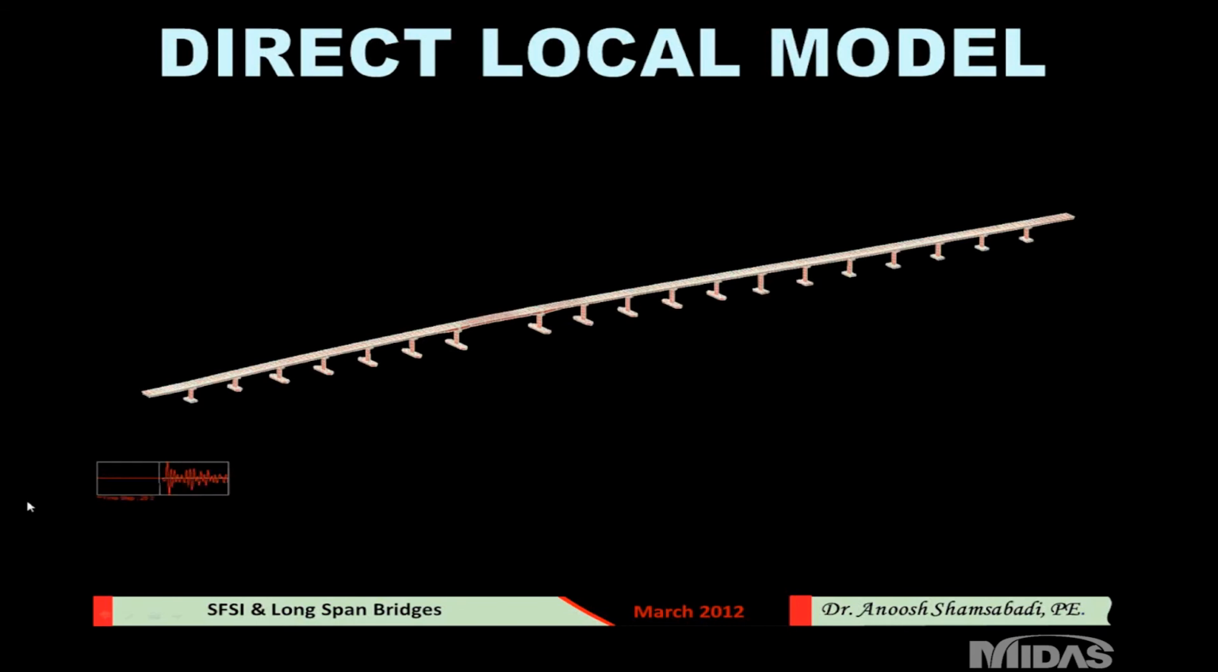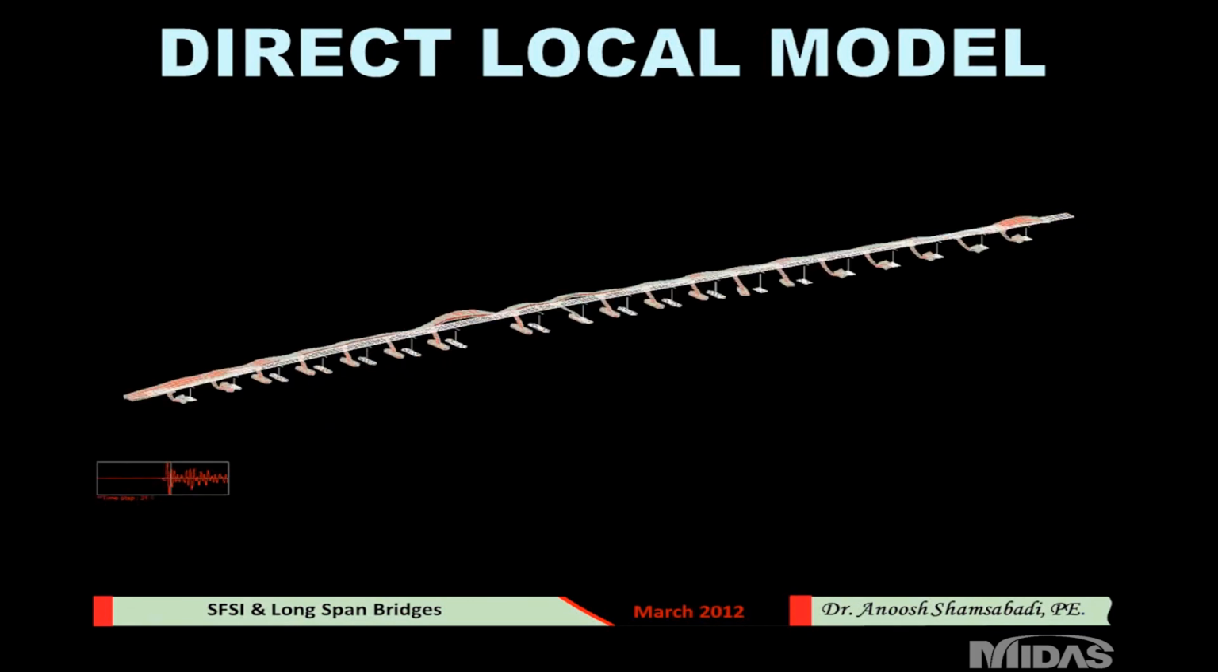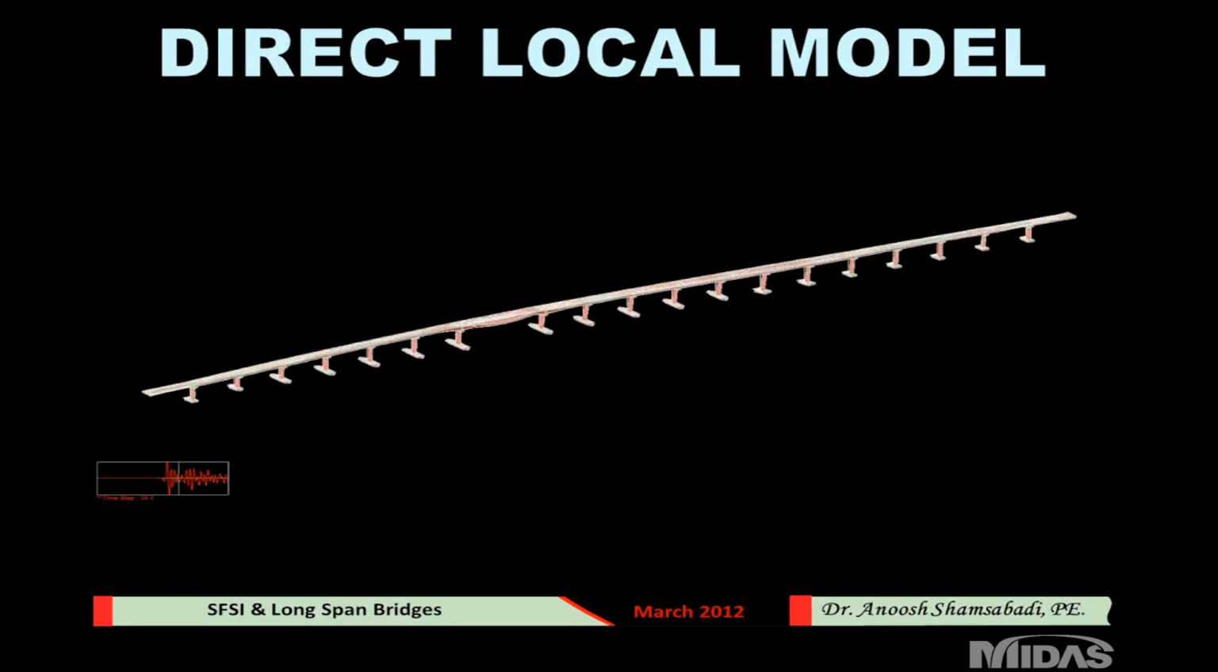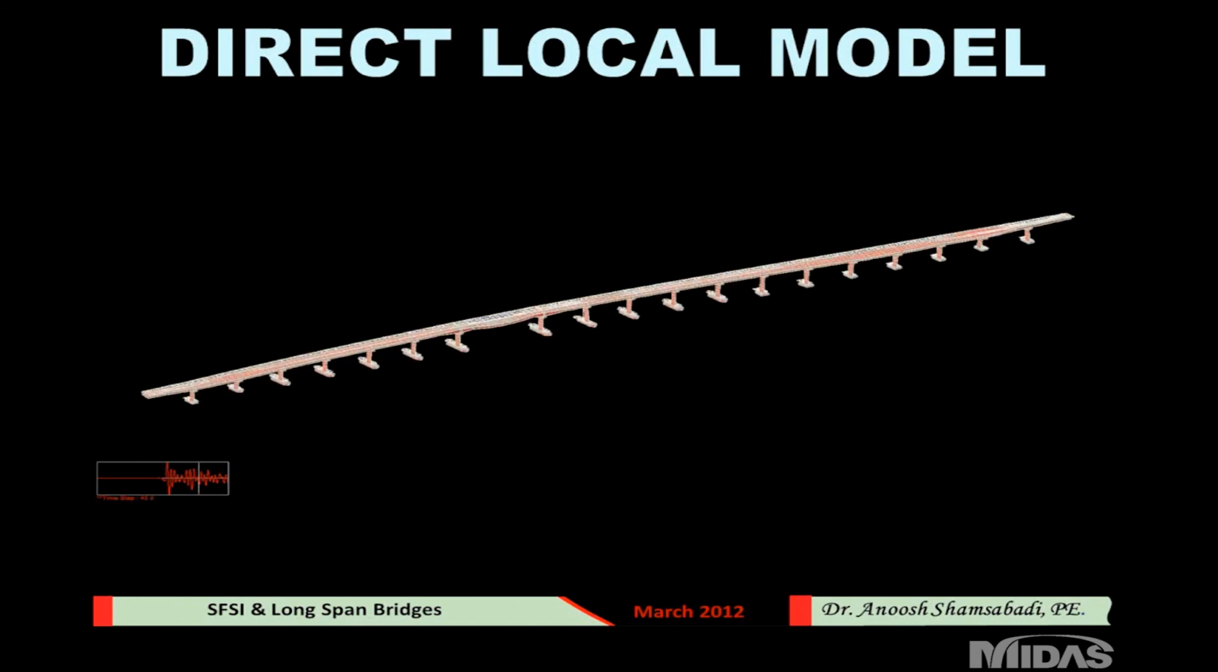So here is the AVI of the substructure model. In this AVI, I've used the undeformed shape, so you can see relatively how the bridge is moving. Of course, these are exaggerated, high scale AVI, just to show you the concept.